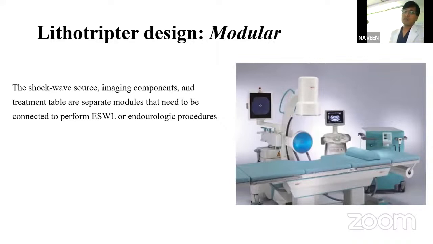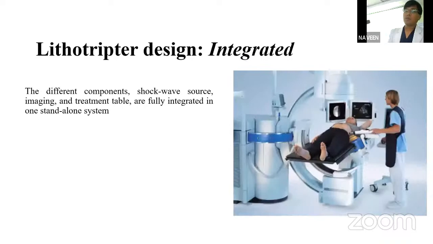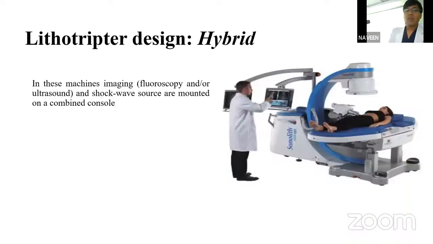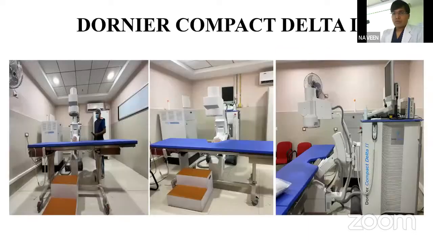So various designs of lithotripter are available. In the modular type of lithotripter design, all the components of this machine need to be connected before performing an ESWL procedure or an endourological procedure. In the integrated type of lithotripter design, all the components are fully integrated in one standalone system. While in the hybrid type of lithotripter design, all the components are mounted in a single combined console.